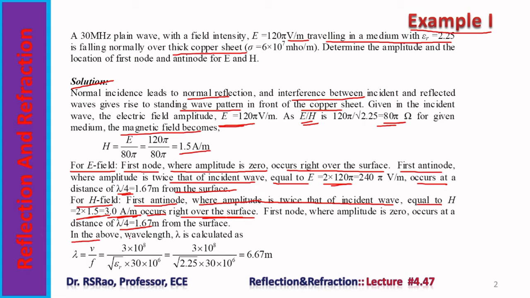In the above wavelength lambda by 4, we have calculated how this lambda has come into being from frequency. Lambda is V by F, velocity by frequency. Velocity is C by root epsilon r. From that we got lambda as 6.67.